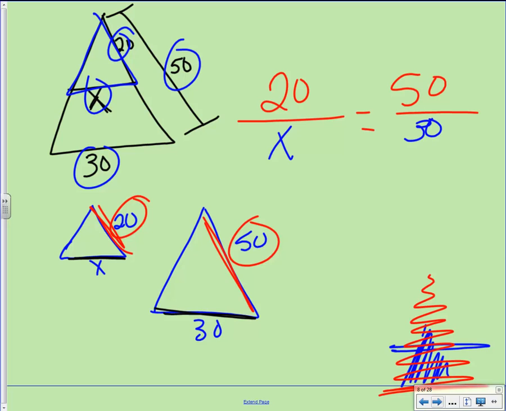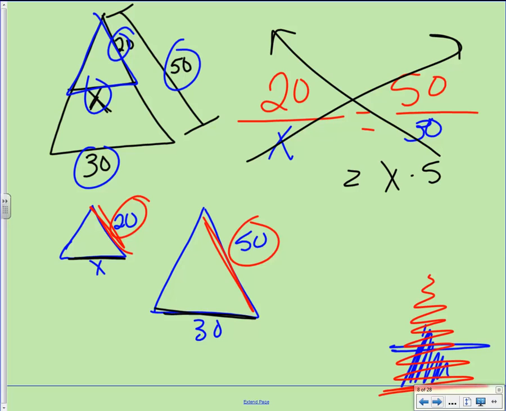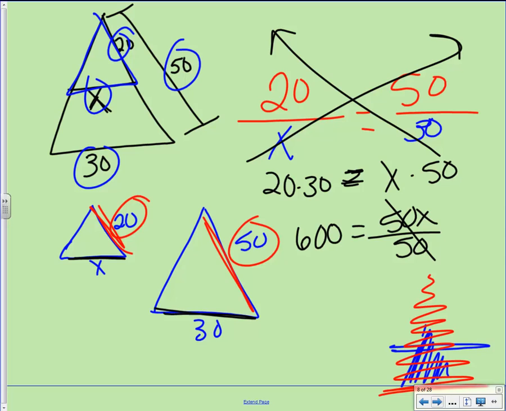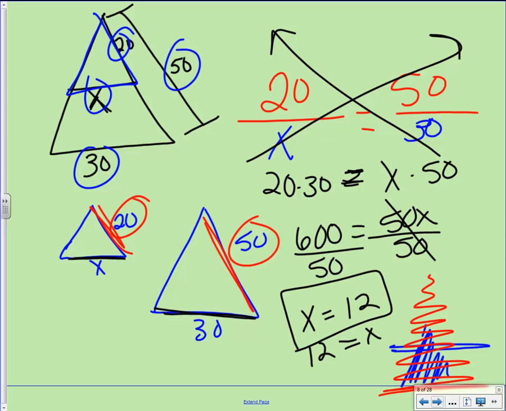Okay? So now I'm solving a problem just like I have been doing. I want to multiply to the right, multiply to the left, leave my equal sign in the middle. So I'm multiplying X times 50, and I have 20 times 30. And so 20 times 30 gives me 600 is equal to 50x. I'm going to divide both sides by 50 because that's what I want to go away from my x. And when I divide 600 divided by 50, I find x equals 12, or 12 equals x. Remember, both of them are the same as long as they are both positives.